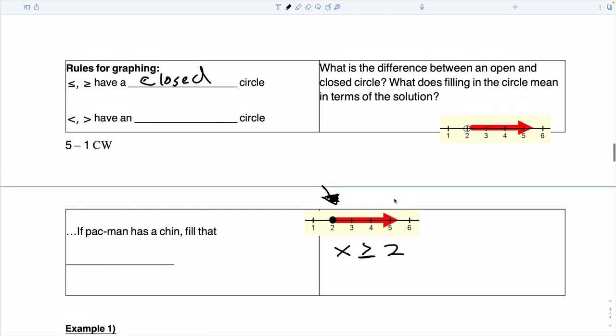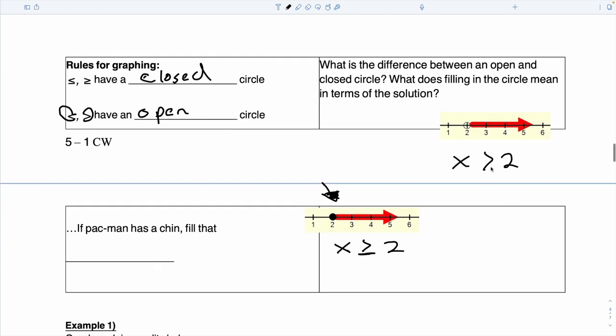If you don't have a chin, here's Pac-Man. Pac-Man does not have a chin. It is an open circle. So for this visual, they have an open circle. This would be written as x is greater than 2. Pac-Man doesn't have a chin. It is not equal to.